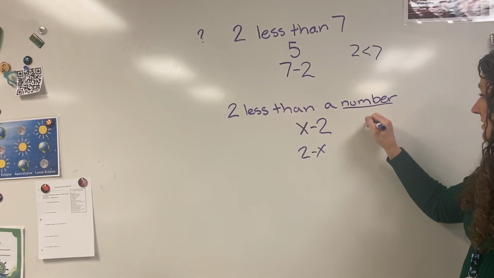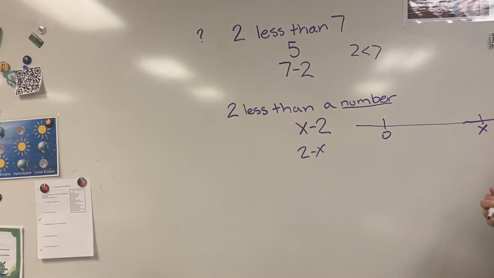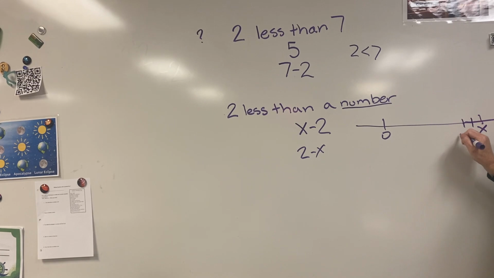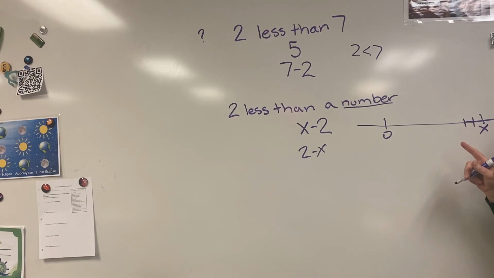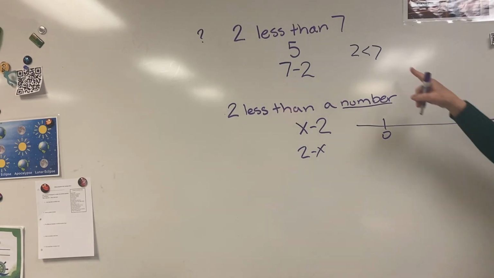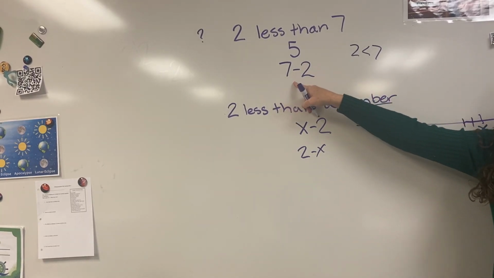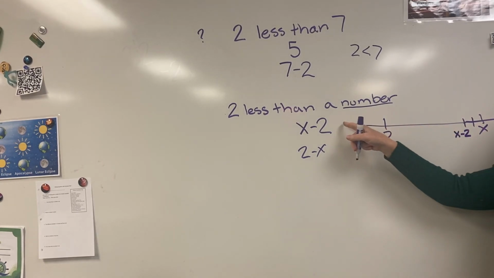So let's say we have this number here. We have a number on a number line. Here's 0, and here's our number. Do we know what the number is? No. So I'm not going to draw little dashy things. And we want the number 2 less than that. Well, how do we get there mathematically? Okay, so how do we get here mathematically? How did we get to 2 less than 7 with 7? We subtracted, so this is x minus 2. So we want the number that's 2 less than 7.